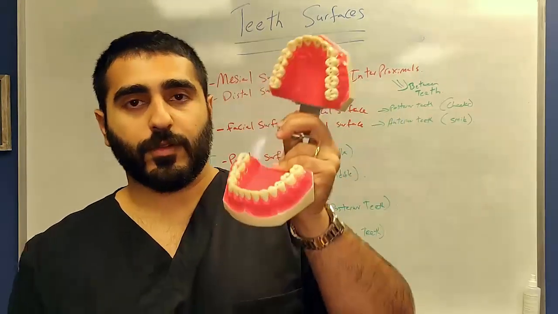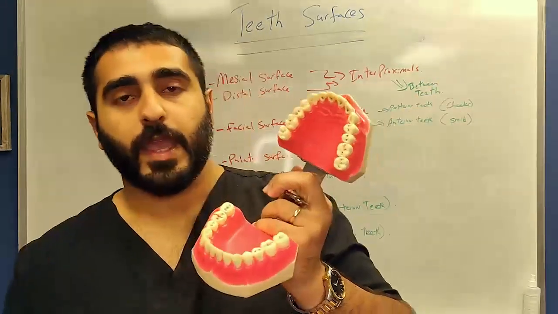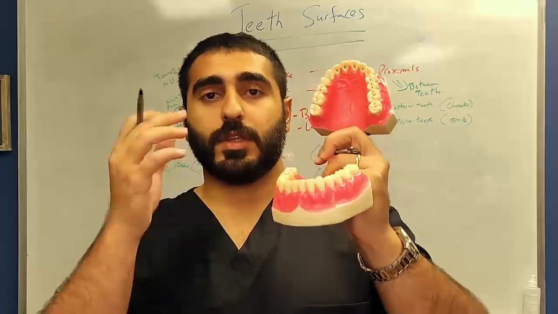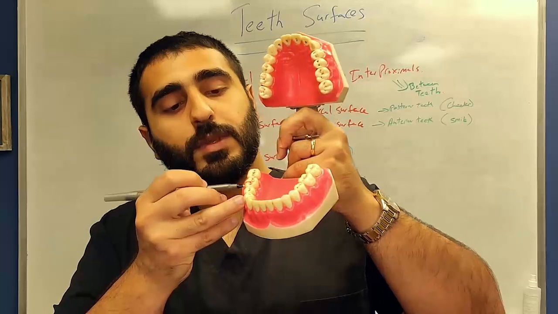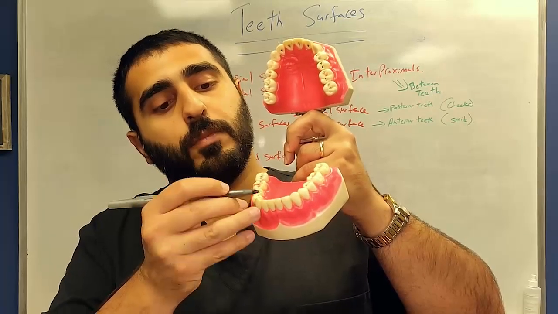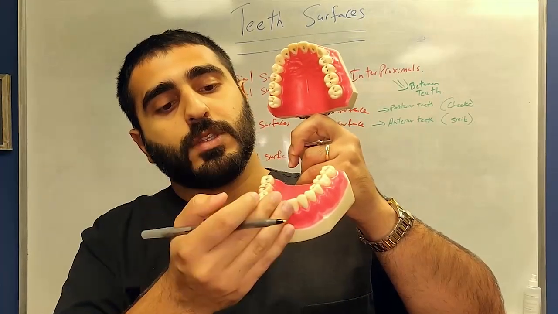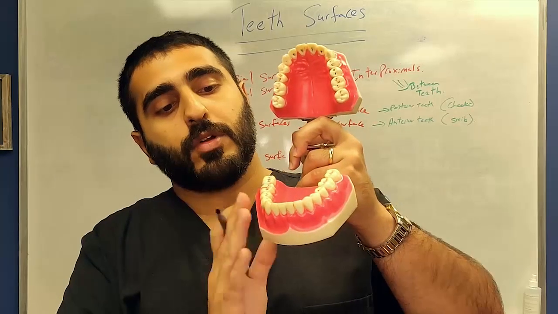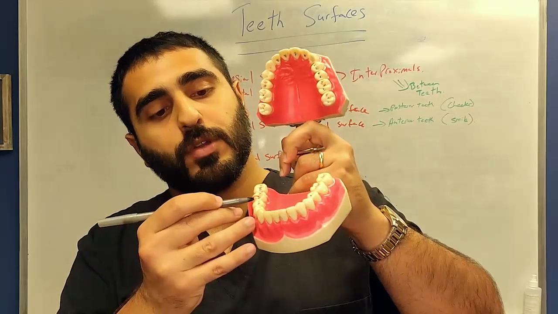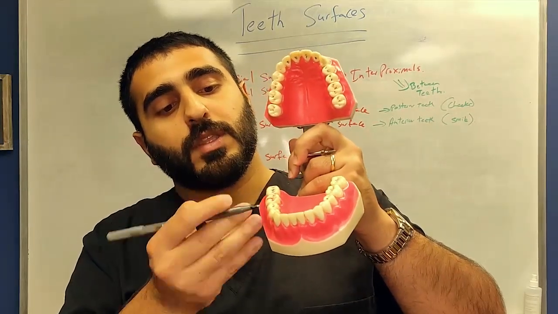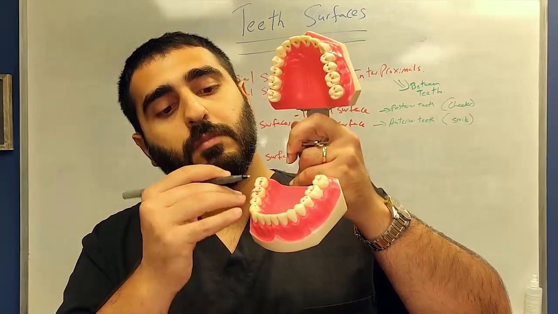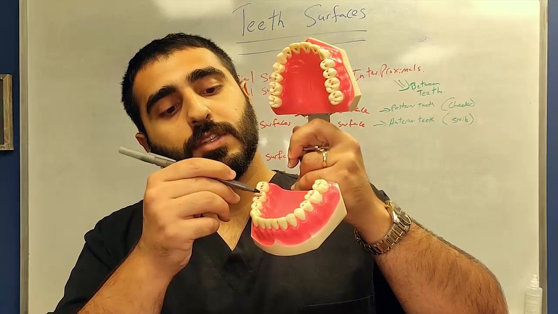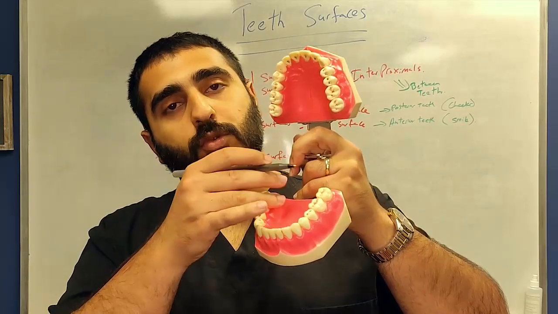On the molars, however, we have more than two cusps. Hence, we divide them into the mesial and distal as well as the buccal and the lingual. So you can see this cusp here. This would be the mesio-buccal cusp. Mesio because it's towards the midline and that's mesial, and buccal because it's towards the cheek. This is the mesio-buccal cusp. This one here would be the distal-buccal cusp. This cusp here would be the mesio-lingual cusp. This cusp here would be the distal-lingual cusp.